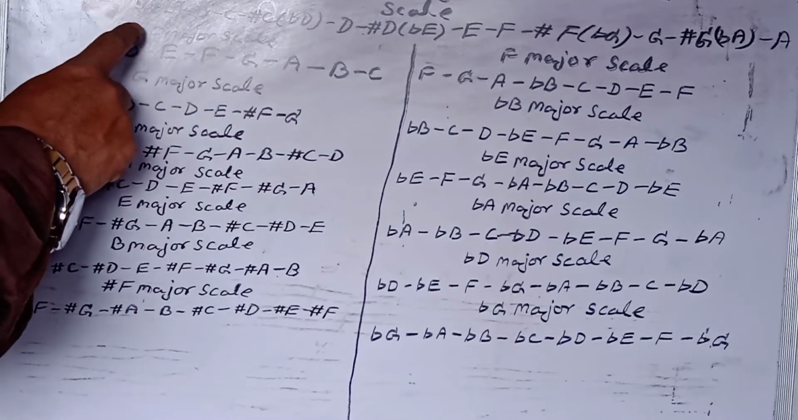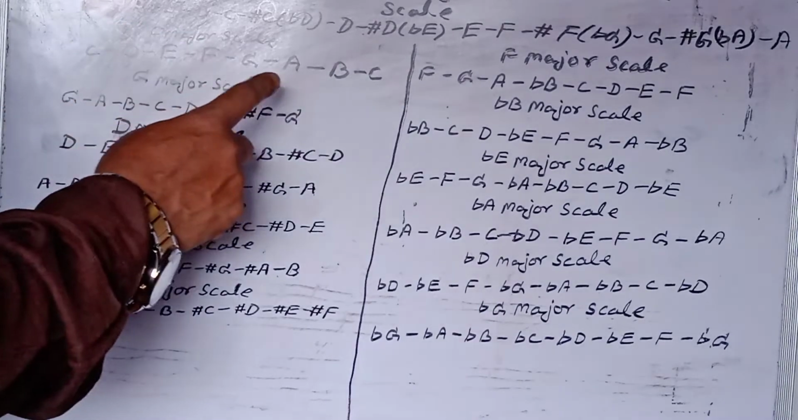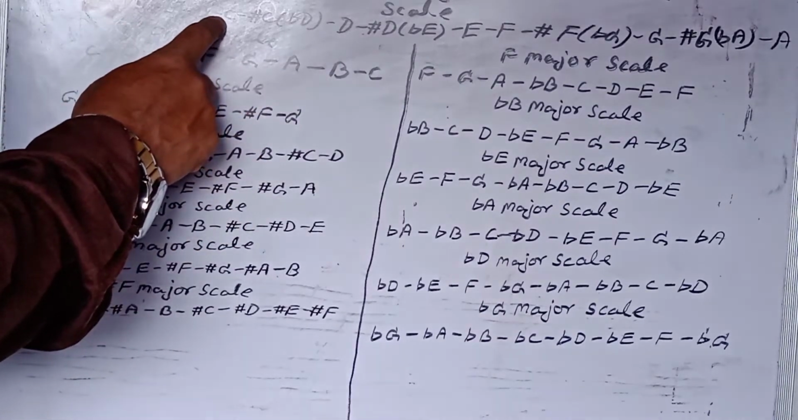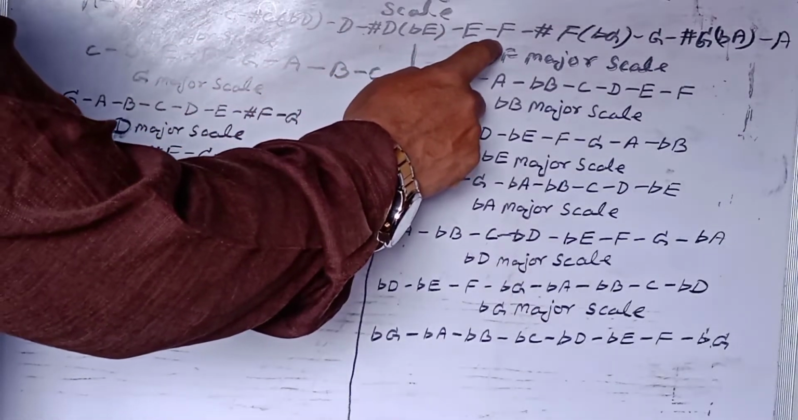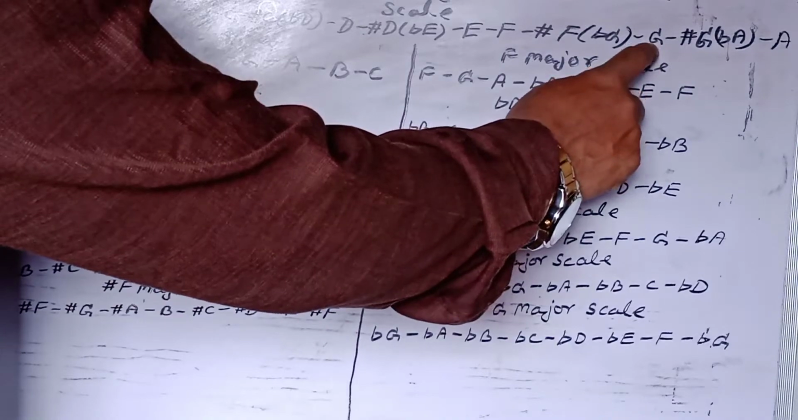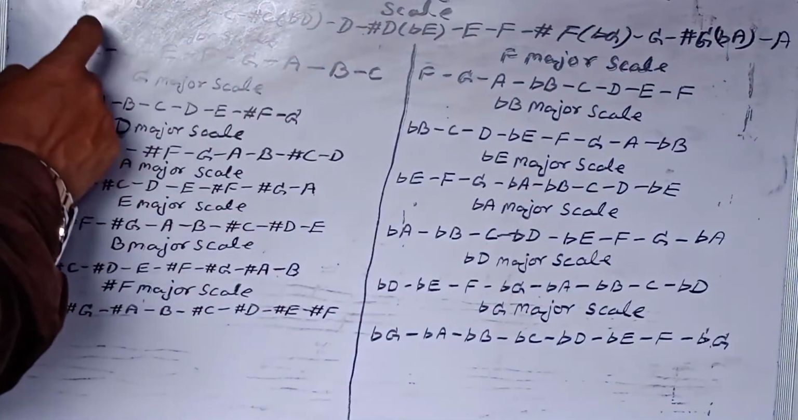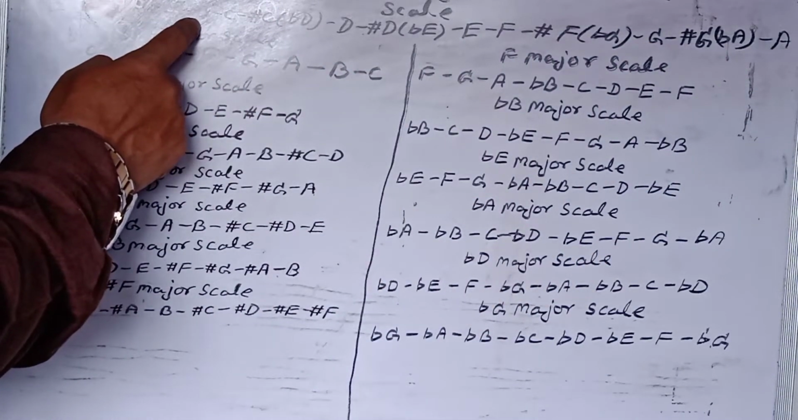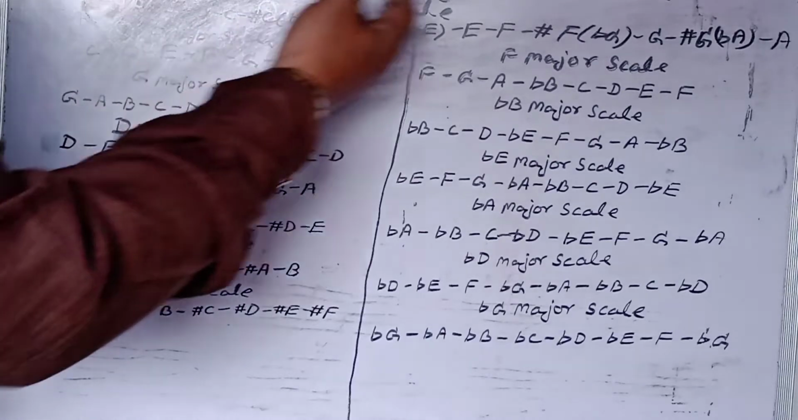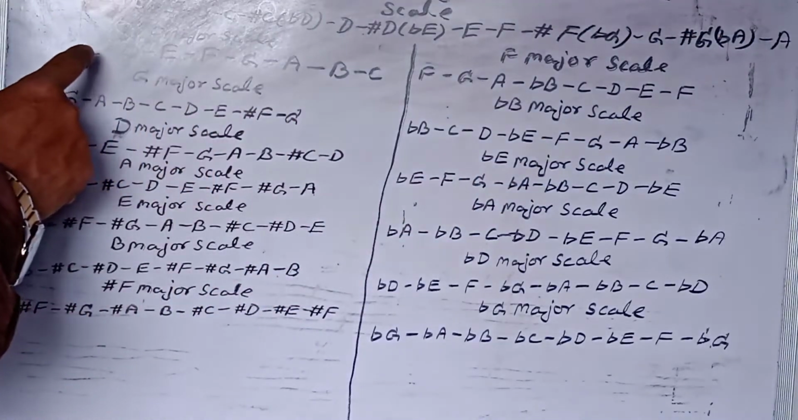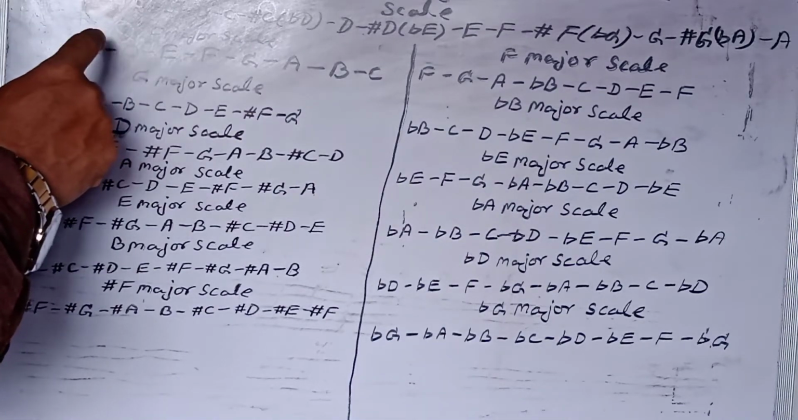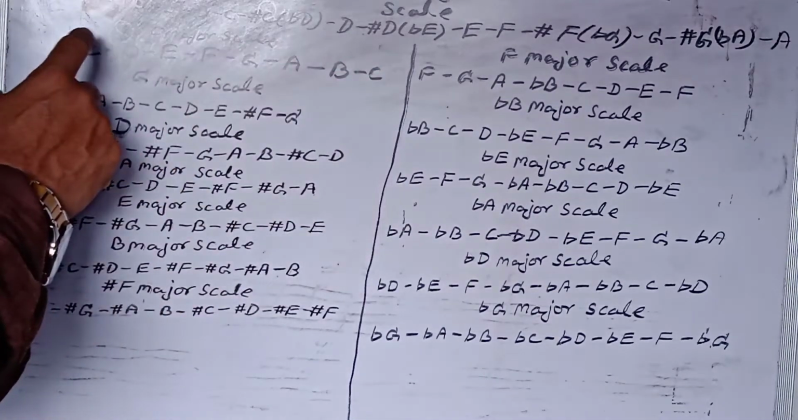Now you can see first I have written here the C major scale. My first note is C, then a tone to D, then a tone to E, then a semitone to F, again a tone to G, then a tone to A, then again a tone to B, then a semitone to C, because in that way we have to take it in circular form. So in the case of the C major scale, there is no sharp, no flat.